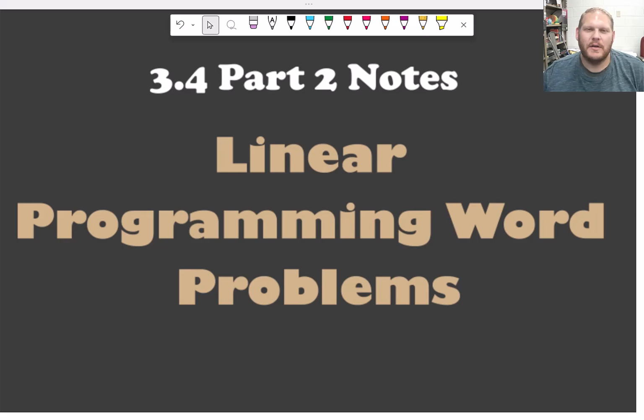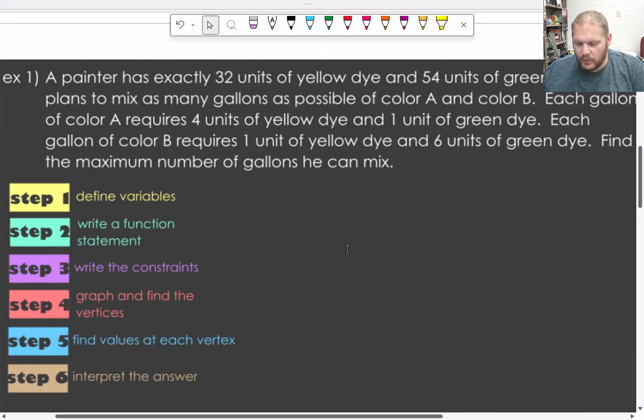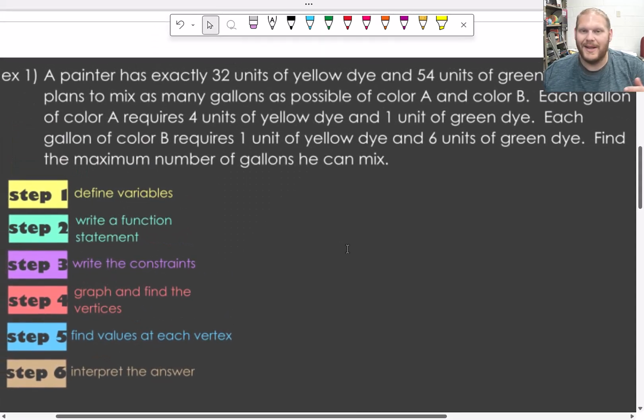Hey guys, today we are looking at our notes for 3.4 part 2, which is linear programming word problems. We worked yesterday on setting up those linear programming problems, finding our feasible region, our vertices, and then finding our max and mins. Today is going to be a little bit more challenging because we're going to start with just a verbal description of what is going on, and we have to create all of those things before still graphing, finding our vertices, finding our solutions, all that good stuff.